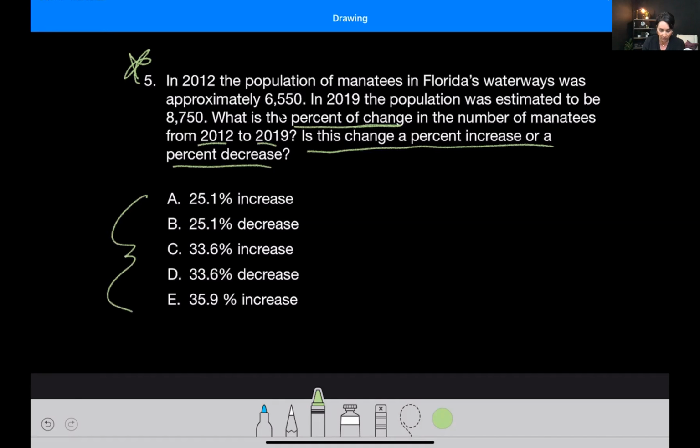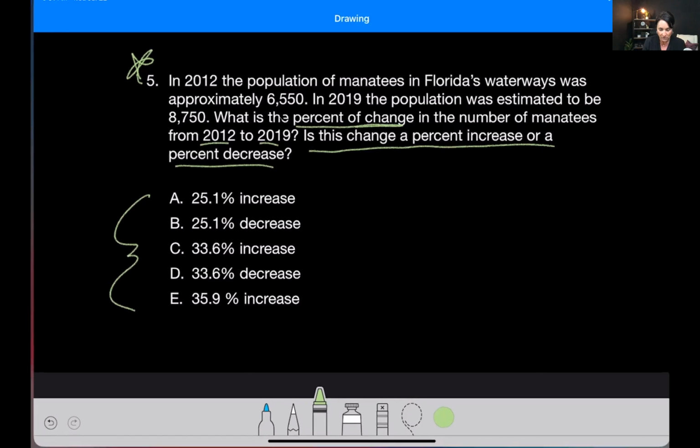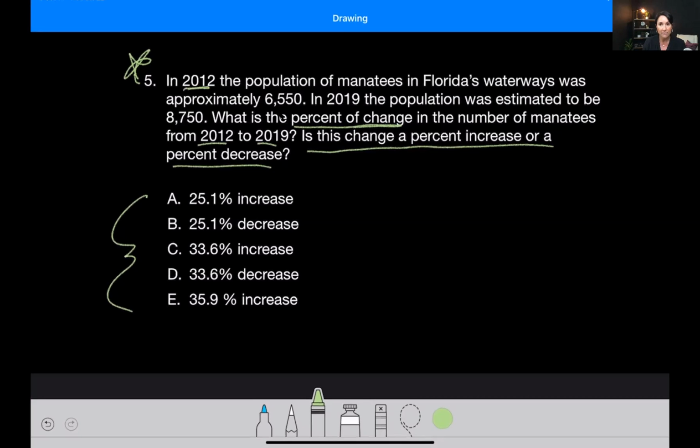So let's go ahead and go into the question now. In 2012, the population of manatees in Florida's waterways was approximately 6,550. In 2019, the population was estimated to be 8,750. What is the percent change in the number of manatees from 2012 to 2019?